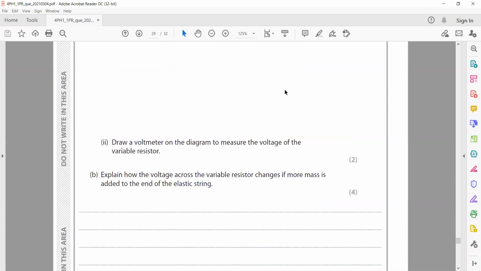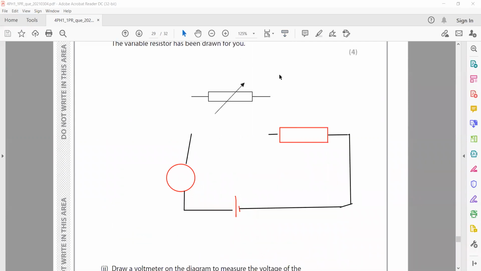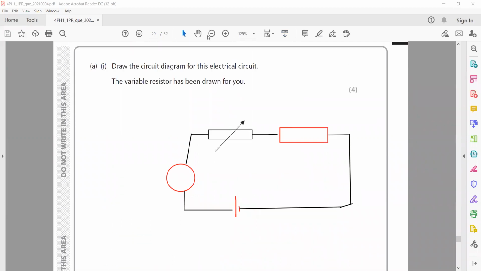The next part, draw a voltmeter. So now we have to draw a voltmeter. So we'll draw a voltmeter parallel to the variable resistor.